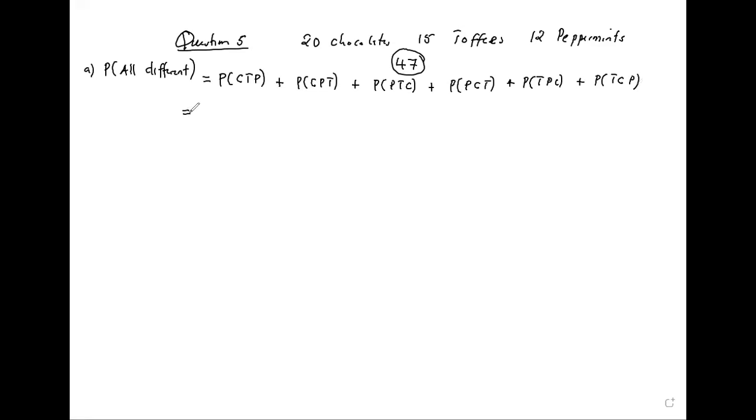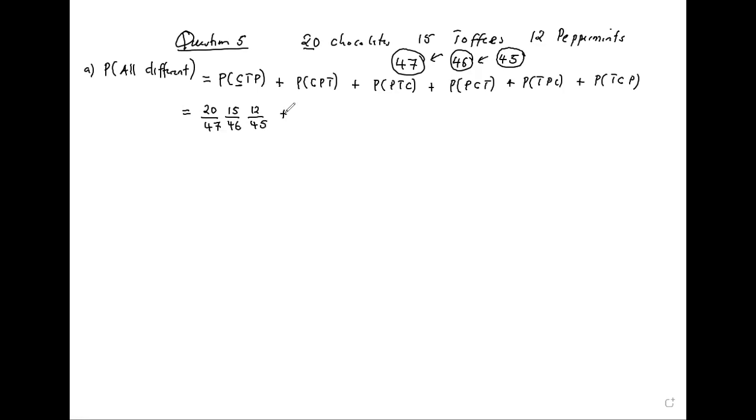If you start by picking chocolate, you find there are 47 in the box, but only 20 chocolates. So you have 20 out of 47. Because you have picked one, it's no longer 47, it has now become 46. You want to pick a toffee, so 15 toffees out of 46. When you pick, it's now 45 remaining. Picking peppermint, there's 12 out of 45.